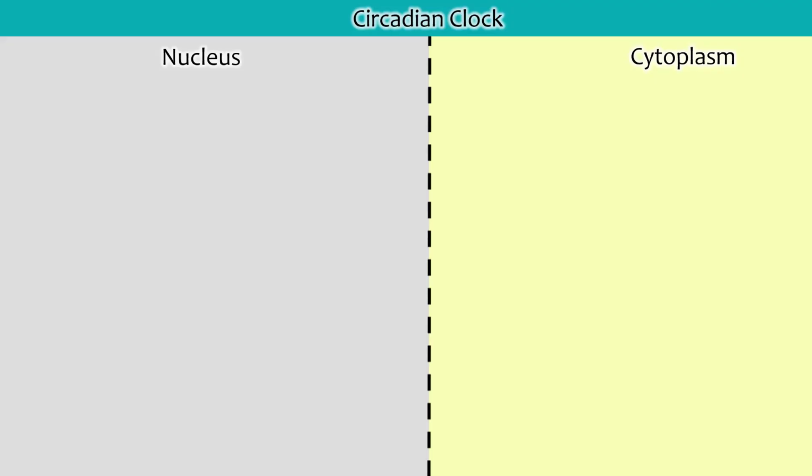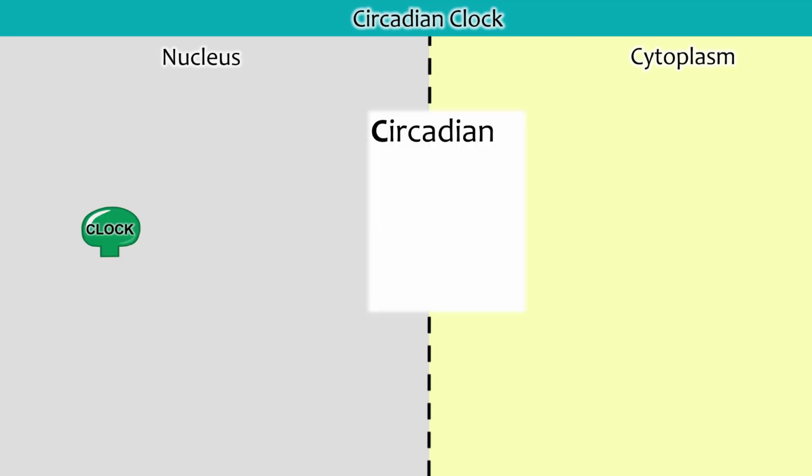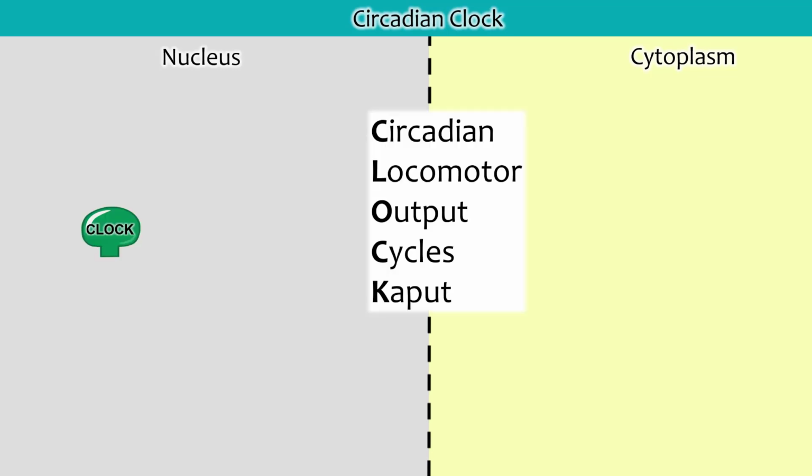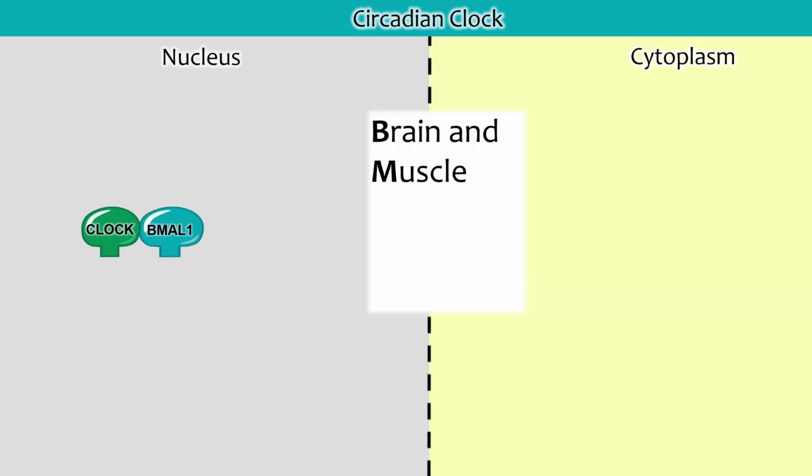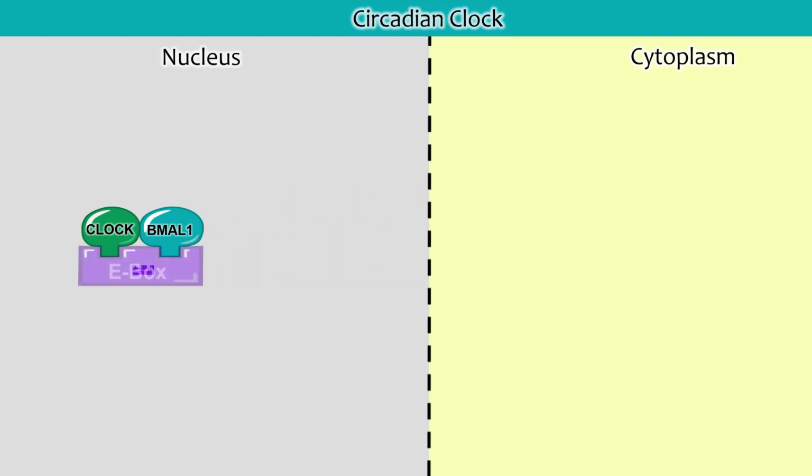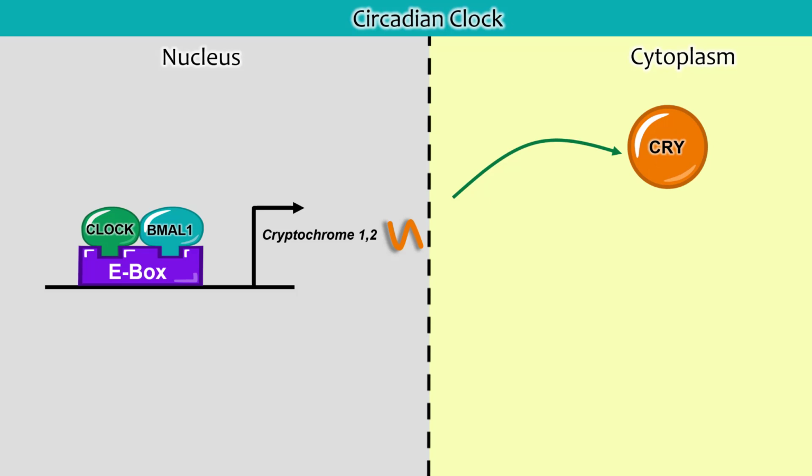In the mammalian circadian clock, the transcription factor called CLOCK, for circadian locomotor output cycles kaput, dimerizes with another transcription factor called BMAL1, for brain and muscle ARNT-like 1. The CLOCK-BMAL1 dimer binds to the subtype of response elements called enhancer boxes, or E-boxes, and promotes the transcription of cryptochrome 1 and 2, abbreviated CRY, and period 1, 2, and 3, abbreviated PER.